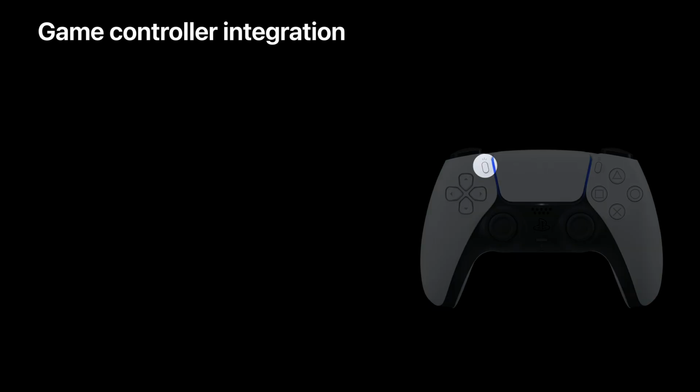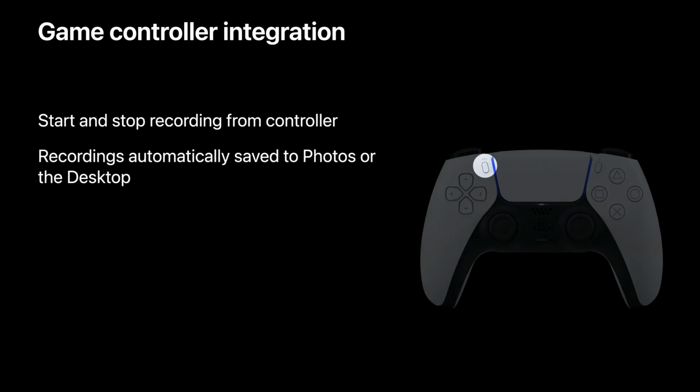As previously mentioned, another way to get clips is by adding game controller support. The game controller framework will now have built-in clips recording. Keep in mind, clips exported from the game controller will save directly to Photos or the desktop. So to make your own in-app experiences with the generated clips, you will need to implement the ReplayKit Clips API.